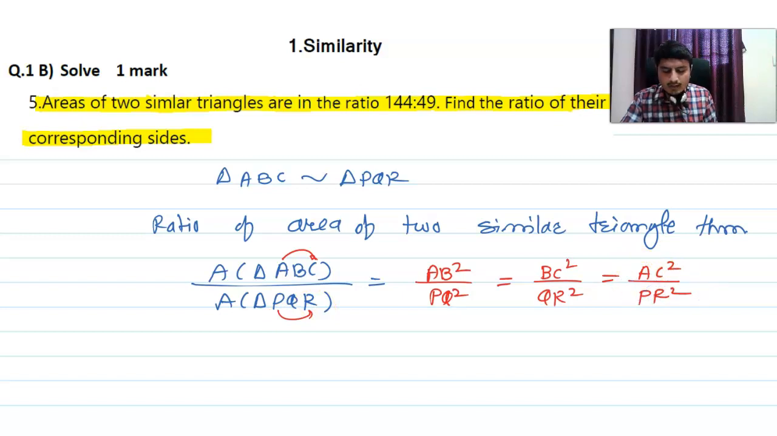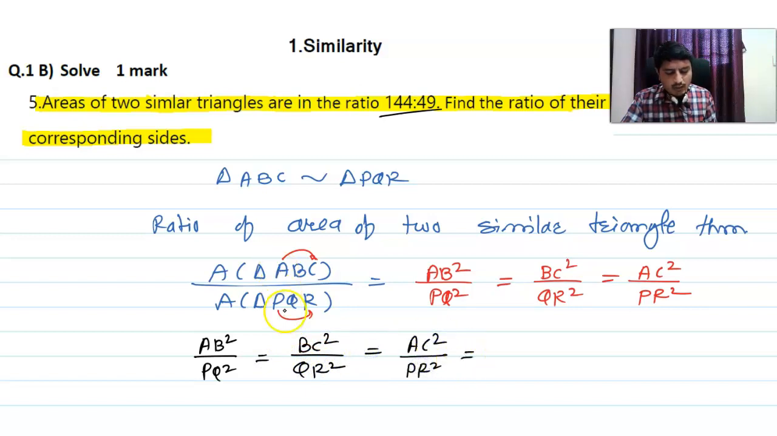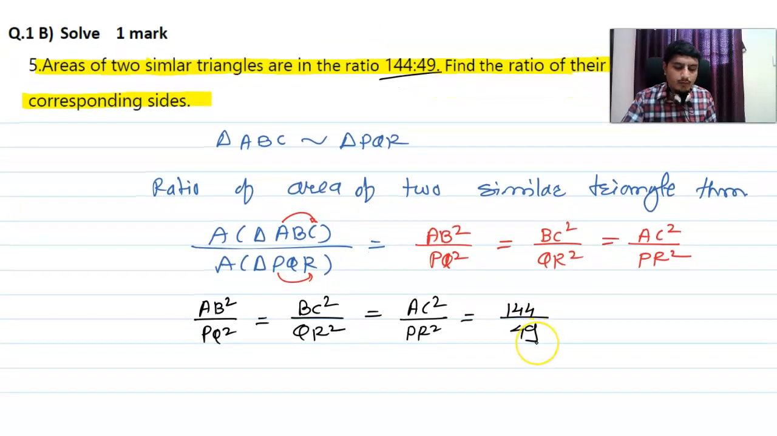Now the area of triangle ABC to the area of triangle PQR is 144 is to 49, so we can write AB square divided by PQ square equals BC square divided by QR square equals AC square divided by PR square, which equals 144 divided by 49. Now we have to evaluate the ratio of their corresponding sides, that means AB by PQ, or BC by QR, or AC by PR.